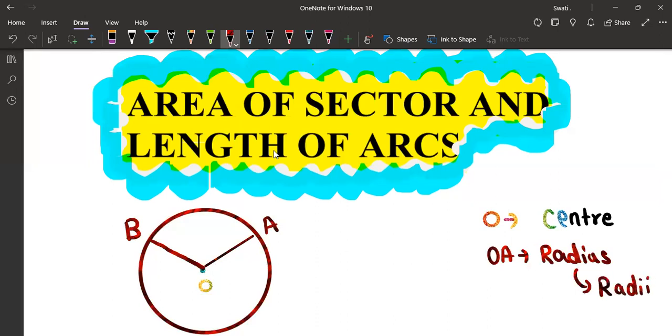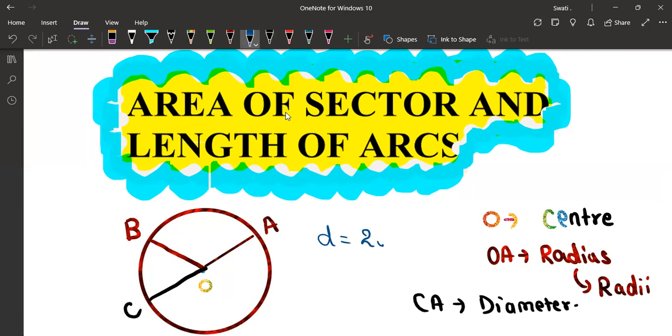Next is a diameter. So this will become diameter. From A to C, the CA will be called nothing but the diameter of the circle. Now, of course, there should be a way to define this diameter, and we know the relation between the diameter and the radius of a circle, that diameter is equal to double the radius, right? But that information is not enough when we are just saying the diameter is double the radius. For example, this plus this is also 2r only, but that is not a diameter.